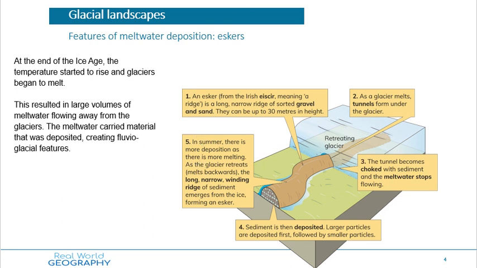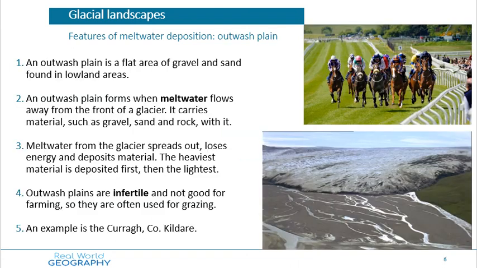So the final feature of meltwater deposition we're just going to look at really quickly, guys, is an outwash plain. An outwash plain is a flat area of gravel and sand found in lowland areas. An outwash plain is really, really simple. When ice melts, what does the ice do? It melts and turns into water, and that water just flows away from the glacier.